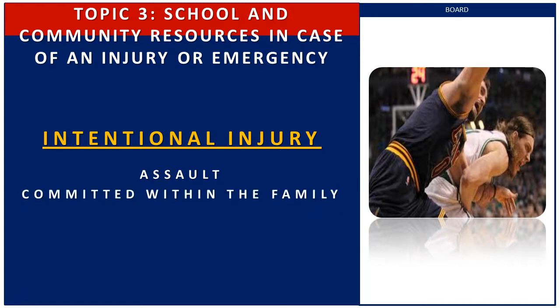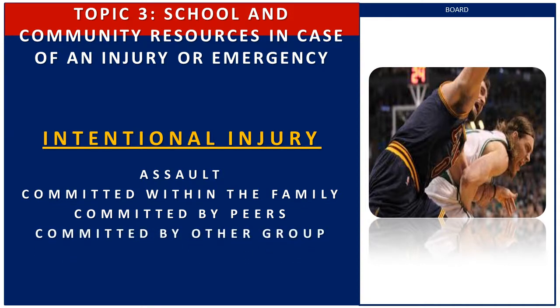Next is violence committed within the family. We have domestic violence, an act that includes physical assault, sexual abuse, and verbal abuse. Next is violence committed by peers. We have bullying, extortion, and stalking. And next is violence committed by other groups. We have gang and youth violence, and illegal fraternity-related violence.